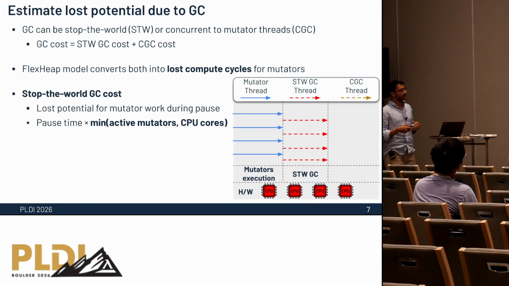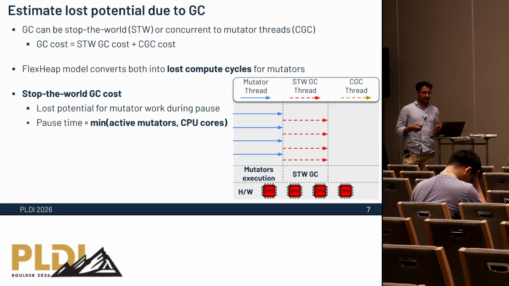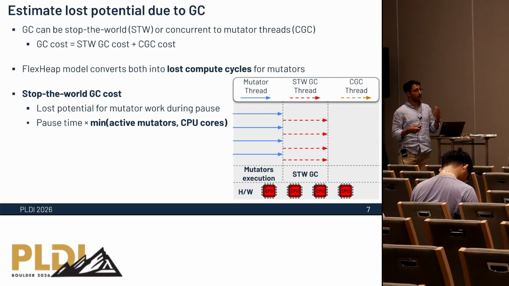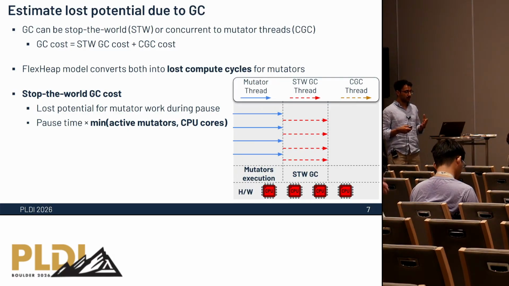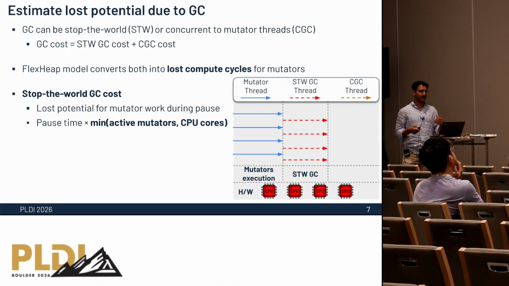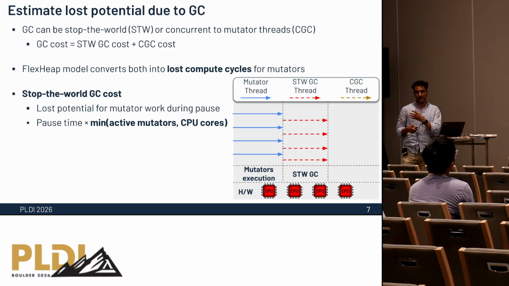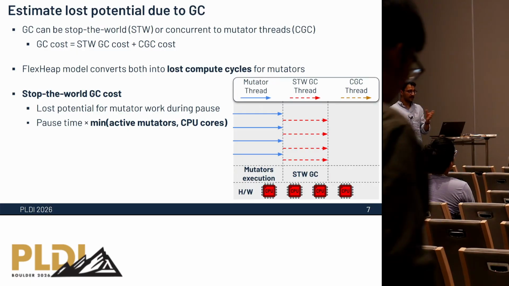Let's see for the stop-the-world GC. We interpret the stop-the-world GC, like young GC, mixed GC, or full GCs in G1, as a loss of potential from the mutators' work during this pause, because all the cores are occupied by the GC threads. So we estimate this using the pause time multiplied by the minimum number of active mutator threads and CPU cores.